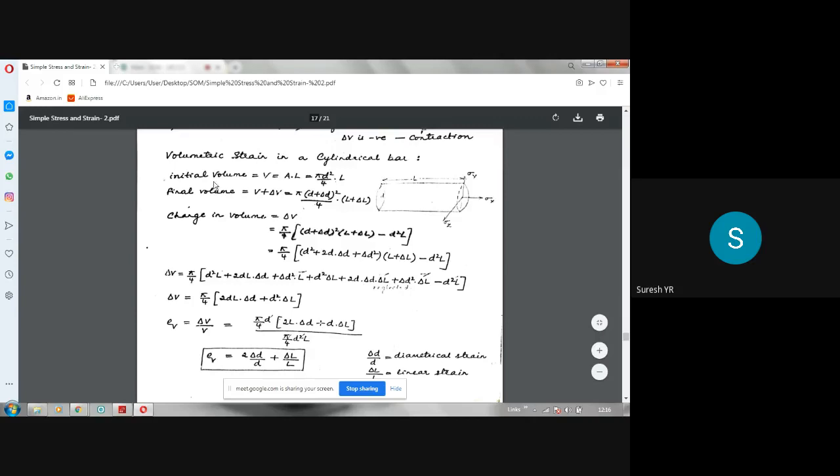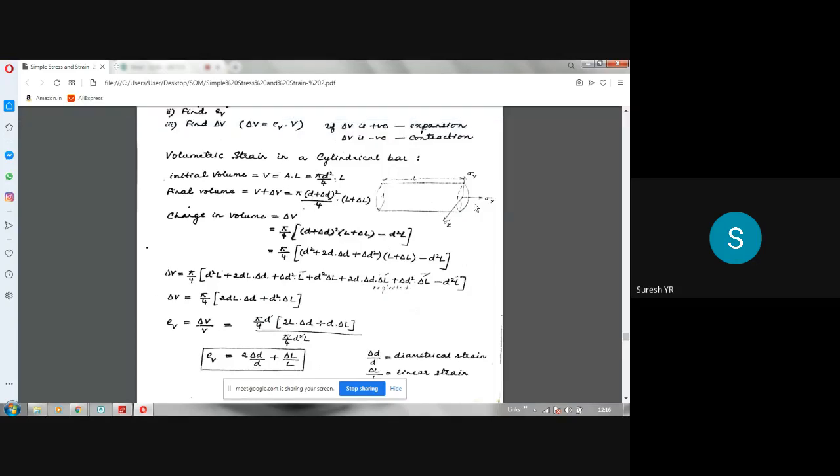Okay. So now what is the initial volume? Initial volume in this case is area multiplied by length. So area is pi d square by 4, length is L. So that is the initial volume. Final volume is V plus delta V. So due to this tensile stress that is going to develop, or tensile force that is acting on the cylindrical bar, there will be increase in the volume. So that's why we have taken V plus delta V.